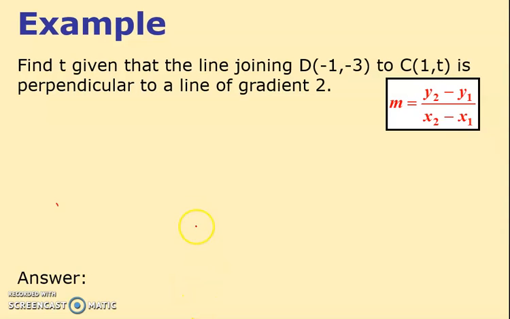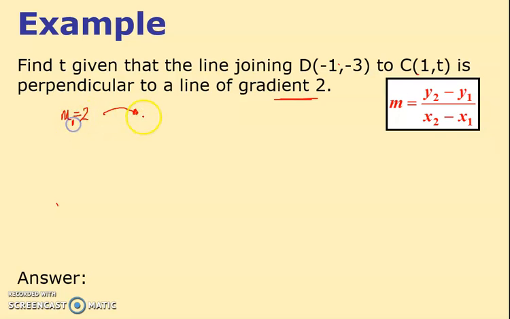So here's another question. It's nice to do this. This looks like a backward one. Whenever you've got letters in it, you kind of think it's a backward one. It's always a little bit harder. Find t given that the line joining D to C is perpendicular to the line of gradient 2. You just need to be a bit careful. The gradient isn't 2 for these two points. It's perpendicular to the line of gradient 2. So they're saying m equals 2, but that's really not the one I'm interested in.